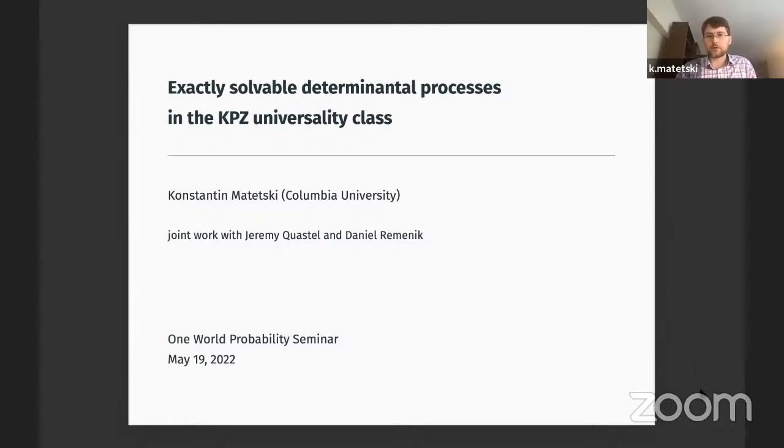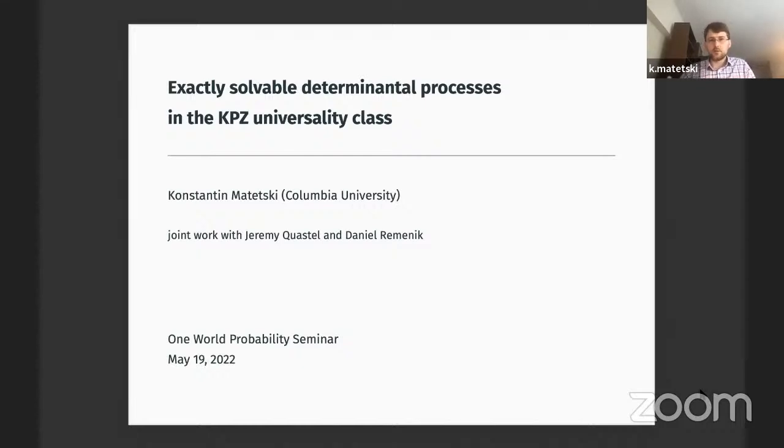So I'm going to talk about a joint work with Jeremy Quastel and Daniel Remenik about some determinantal processes in the KPZ universality class. So in Daniel's talk, he showed a formula for the multipoint distribution of the PNG model, polynuclear growth. And he showed that if you know this formula, you can check that it satisfies the Kolmogorov equation. But in my talk, I'm going to explain how to derive formulas like this.